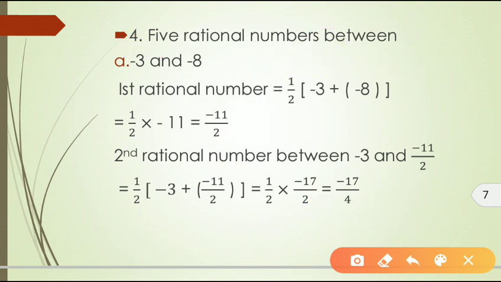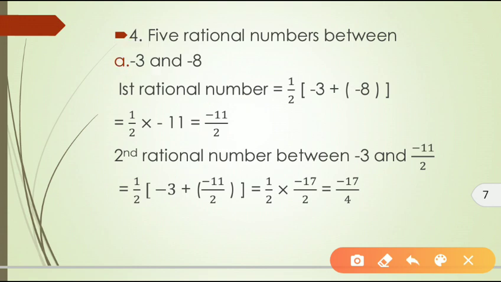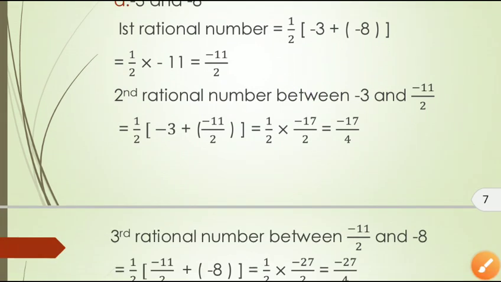For finding the second rational number, suppose we find the second rational number between minus 3 and minus 11 by 2. You follow the same method, 1 by 2 in bracket a plus b. This plus minus will become minus. When you solve the bracket you will get minus 17 by 2, and when you multiply this you will get this. So this is the second rational number.